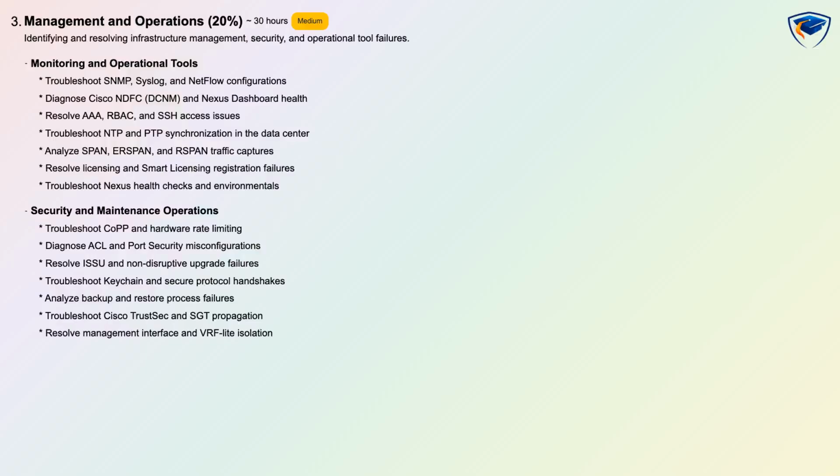The domain covers AAA, RBAC and SSH access failures, NTP and PTP timing problems, and traffic capture analysis with SPAN, RSPAN and ERSPAN to validate forwarding. In addition, you will learn security and maintenance operations such as COPP, hardware rate limiting, ACL and port security misconfigurations, ISSU and upgrade failures, keychain and protocol handshakes, backup and restore failures, and TrustSec propagation.